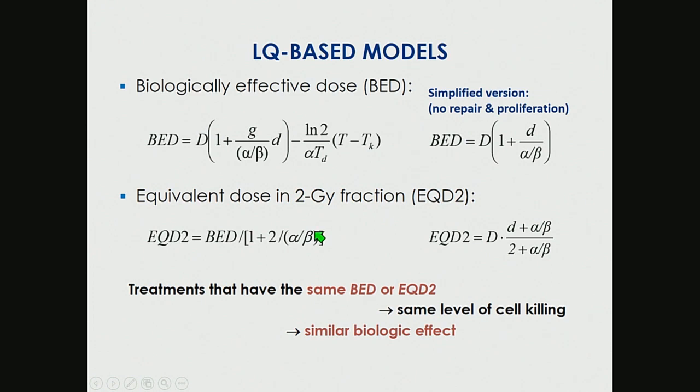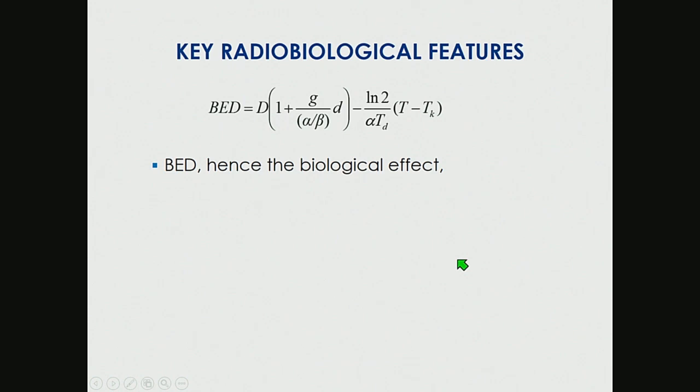In fact, most reports for HDR brachytherapy in the literature are based on these simplified equations, which is fine if the dose delivery time for each fraction is short. As we will discuss, it may not be adequate as we move toward extremely hypofractionated dose delivery. These models are useful to illustrate the basic features, and we're going to run through this very quickly.